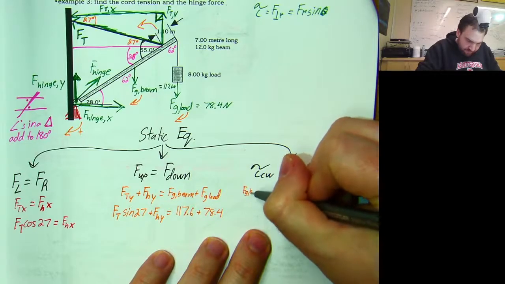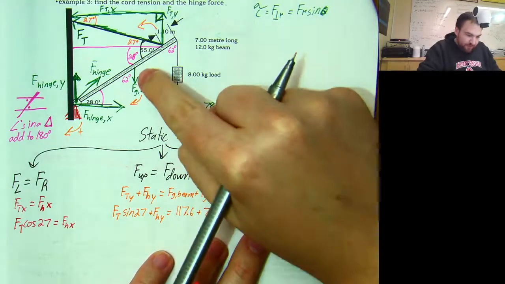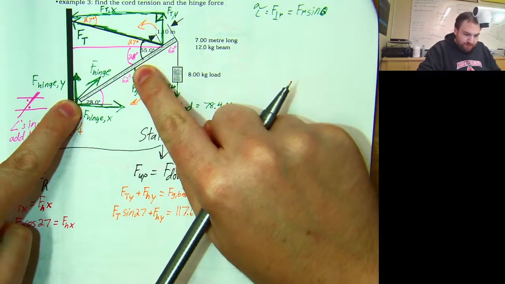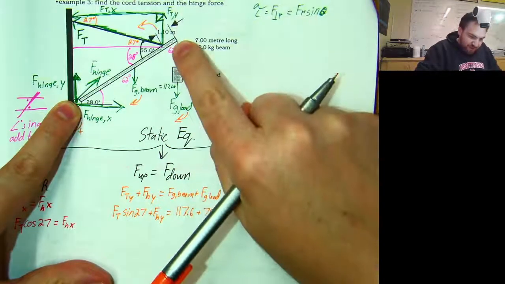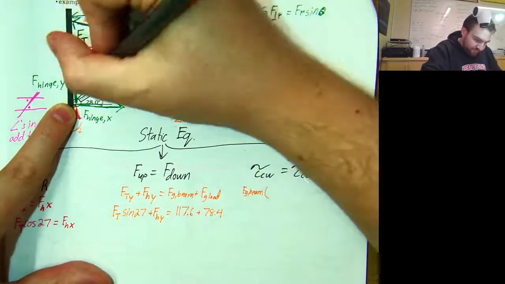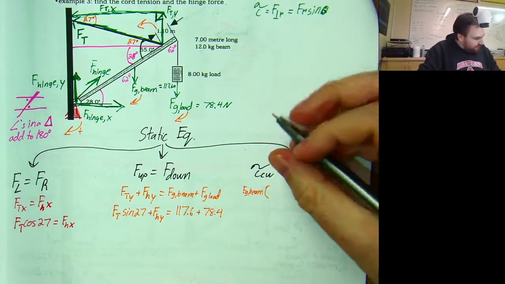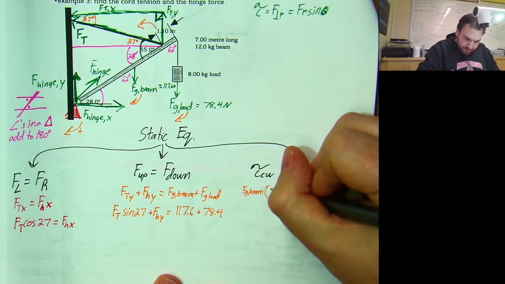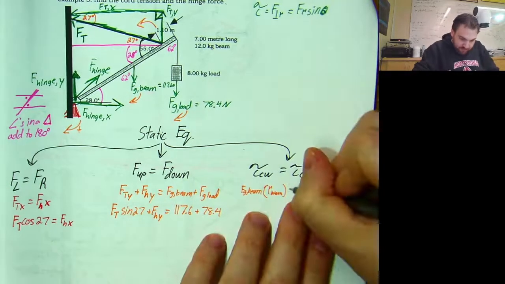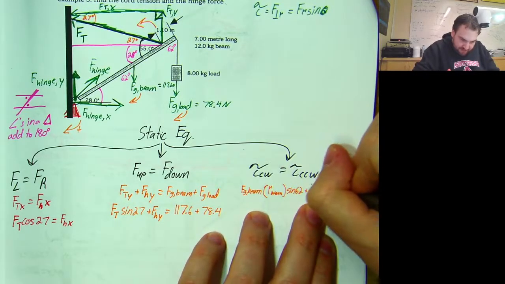FG beam times the distance from where the force is acting to the hinge. Now we're told that this is 7 meters long, so this acts at the center of mass. Half of 7 is 3.5. So it's going to be FG beam times, I'll just label it this way, R beam times the sine of 62 plus FG load.